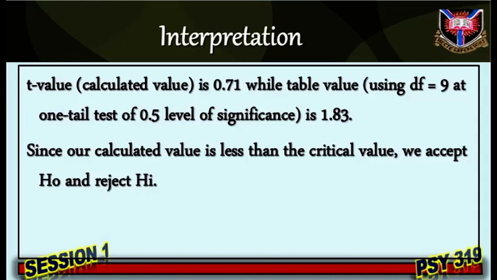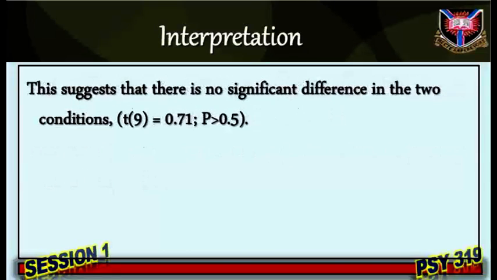is less than the critical value 1.83, we accept H0 and reject H1. This suggests that there is no significant difference in the two conditions. T in 9 is equal to 0.71, P is greater than 0.05. The interpretation of this is that the anti-smoking campaign did not have a significant effect on the students' attitudes towards smoking. In this case, the researcher needs to examine his intervention strategy to identify what could have gone wrong.